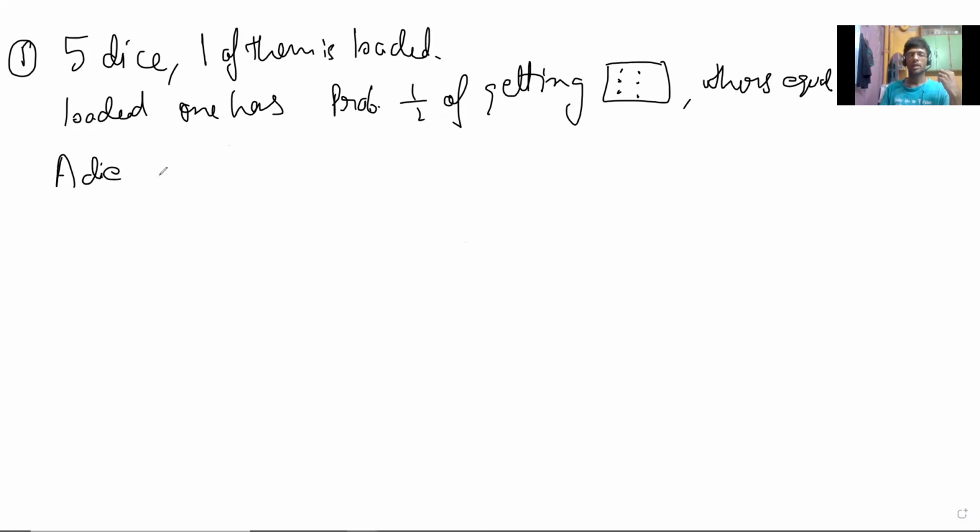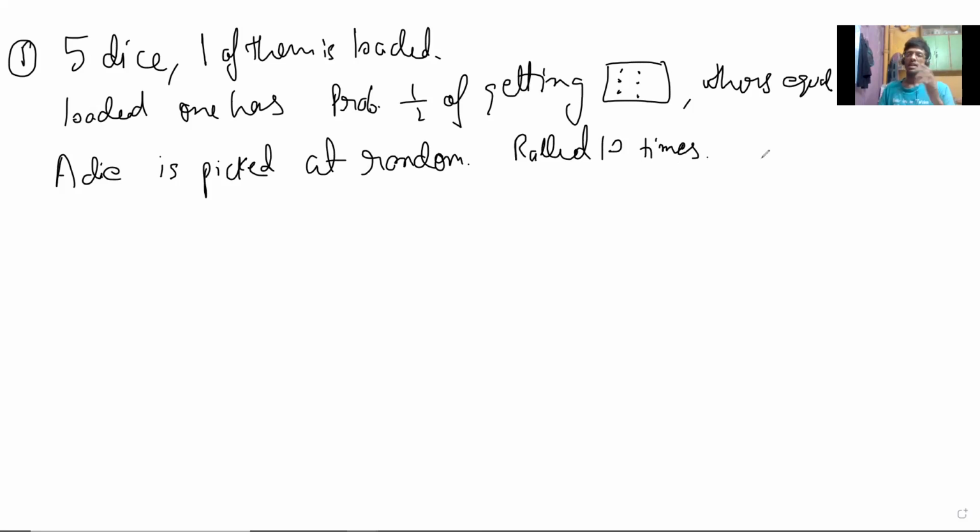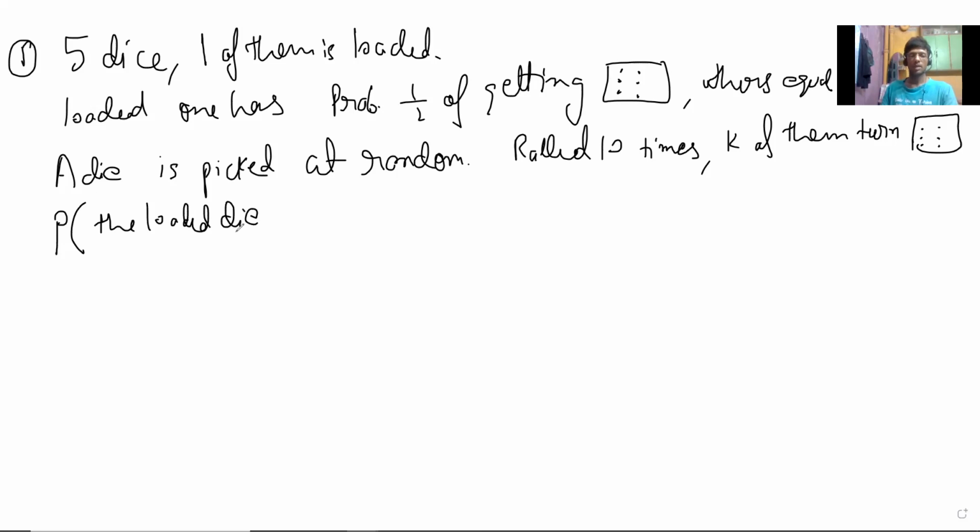So a die is picked at random, right? Among those five, a die is picked at random and rolled 10 times. Let's say exactly K of them turn six. So basically from here, we want to find the probability that the loaded die was picked.